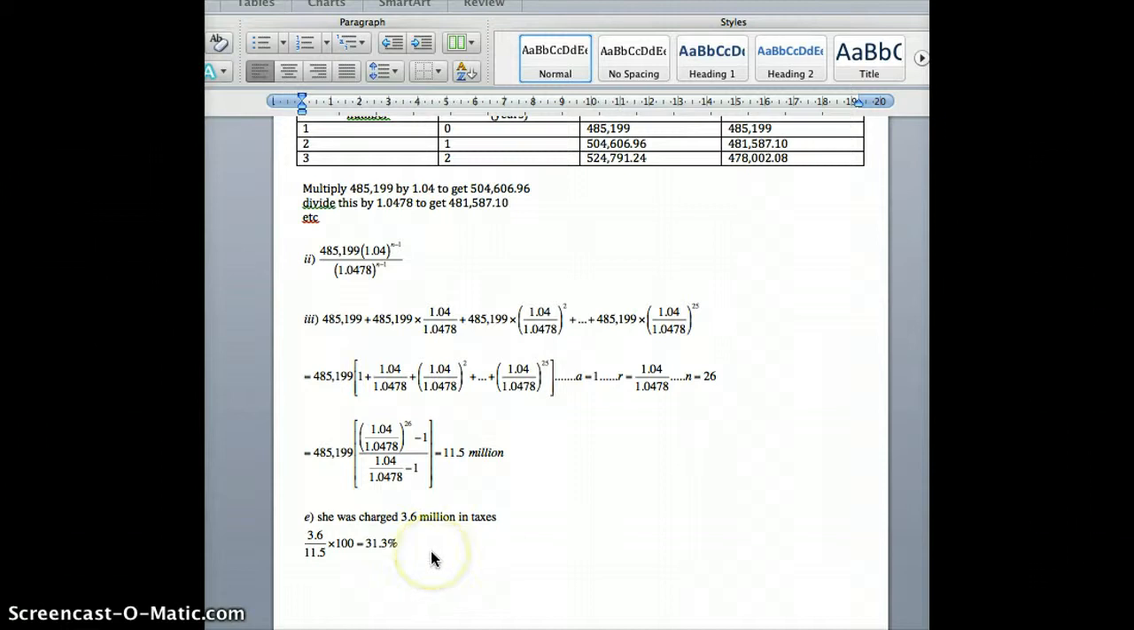Part E was easy. Rounding off, looking at the 11.5, she received 7.9 after tax, so she paid 3.6 million in tax. As a percentage of 11.5, easy to work out, 31.3%.